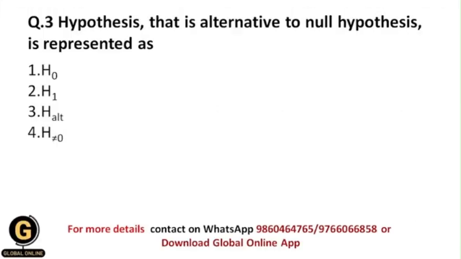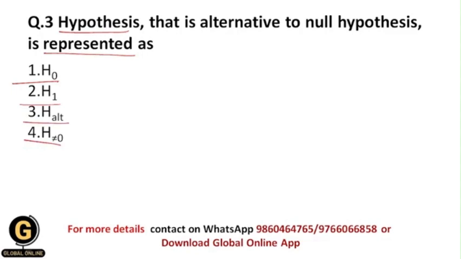Okay. Hypothesis that is alternative to null hypothesis is represented as. Now the hypothesis which is alternative to null hypothesis or which is opposite to null hypothesis is represented as what? Whether it is H0 or H1 or H ALT or H is not equal to 0.